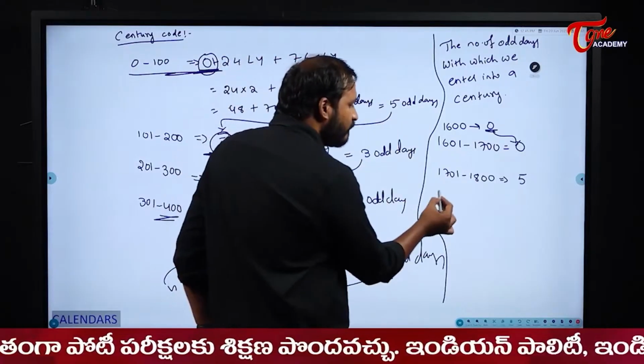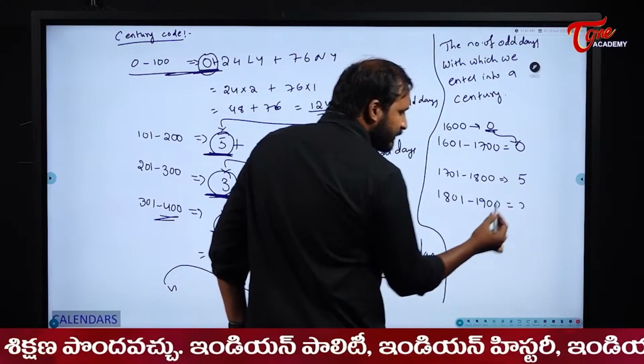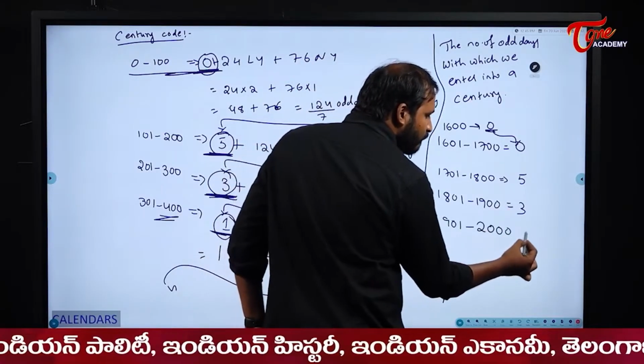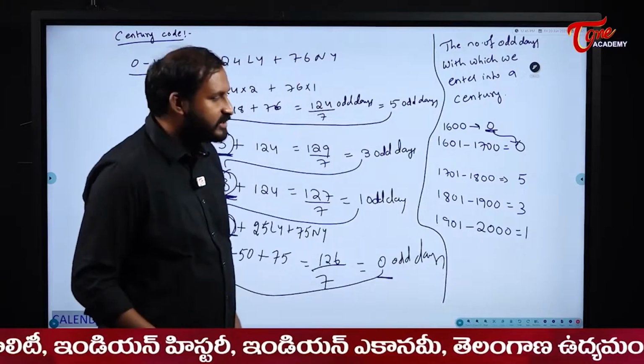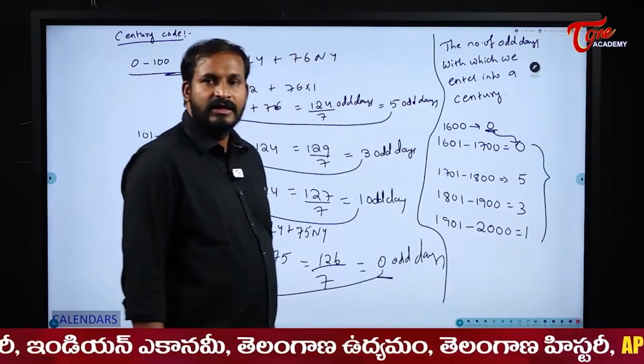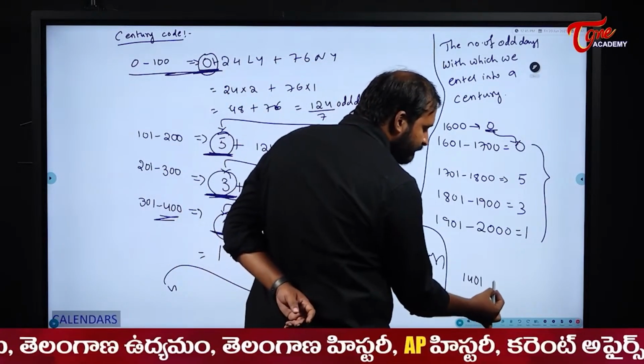0531. So the code for 1801 to 1900 will become what? 3. The code for 1901 to 2000 will become what? 1. So 0531, 0531 will be repeated, and this is how you need to take it. For example, if I ask you suddenly what is the code for 1401 to 1500?